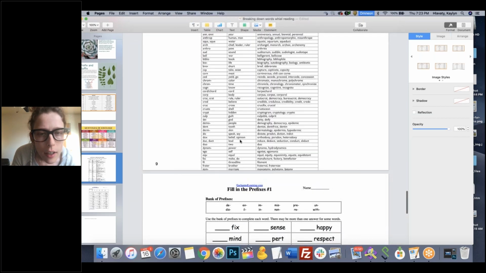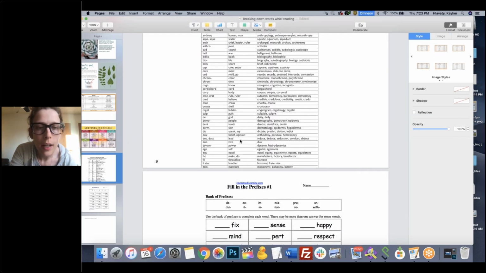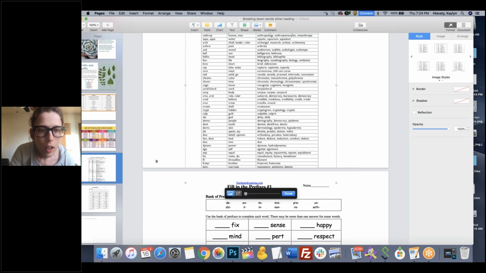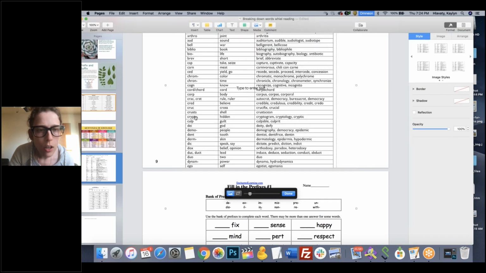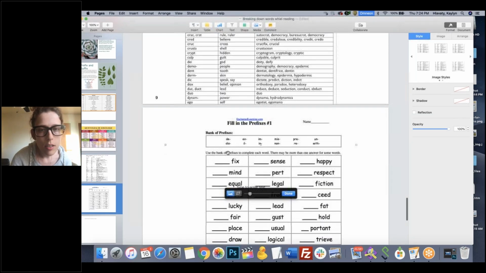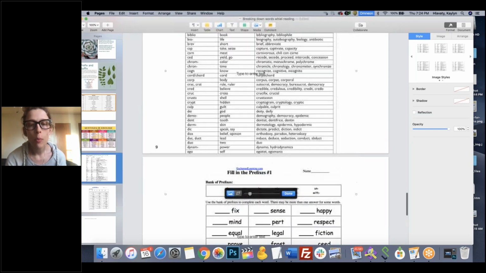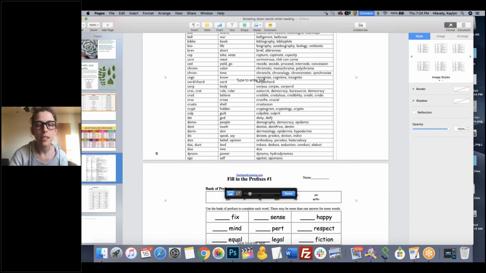And then there is crypt. Right here at the bottom. Let me see if I can highlight it here. Okay, so crypt here, as you see, crypt means hidden. So cryptogram, cryptology, cryptic. And then ego. Ego could be the root word. It could be a reflection. Ego means self, your inner self. And then you could make a couple words out of that, like egotistic, egomania.